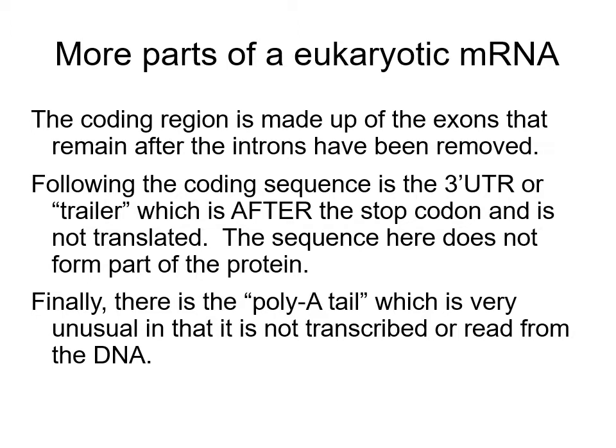After that, we have the 3' UTR, or untranslated region, or trailer. And this part is after the stop codon. And again, like the 5' UTR, it's not translated, and the sequence here does not form part of the protein. Seems like a waste because sometimes there are a lot of nucleotides there, but they can be very important, actually. Finally, there's a poly A tail, which is very unusual in that it is not read from the DNA sequence. It is added to the mRNA or pre-mRNA as part of the processing.